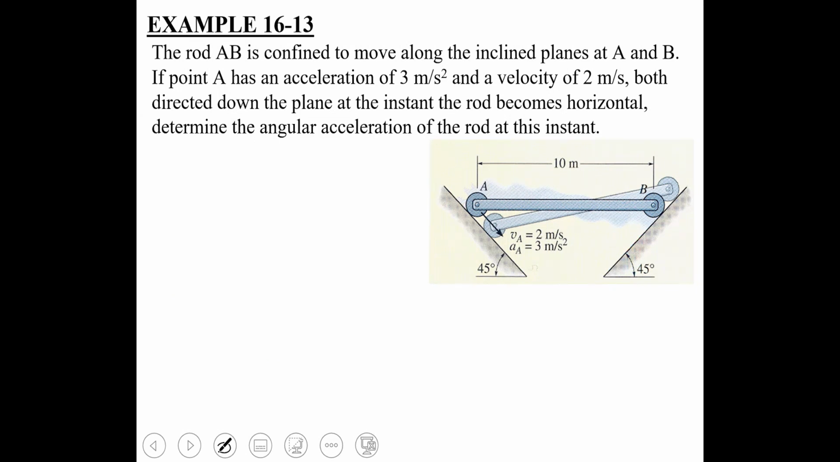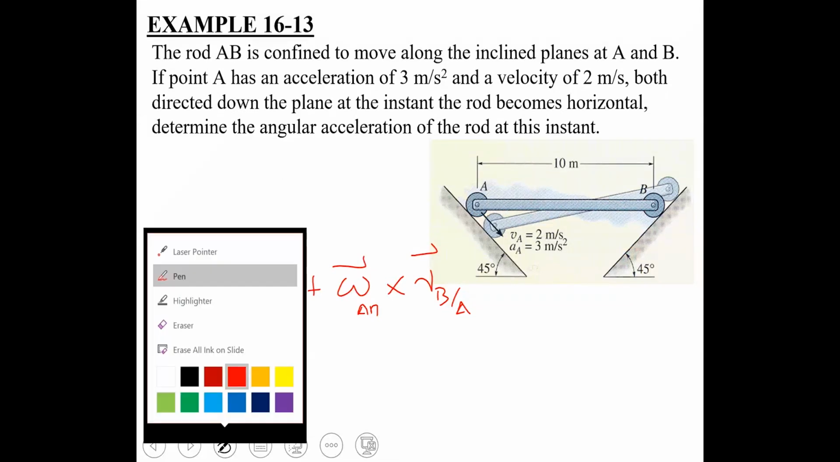Sir, A को. A को बेस पॉइंट बना लेंगे. So our equation would become VB should be equal to VA plus omega cross R. So omega is going to be omega AB of this connecting rod, and the relative position is going to be the relative position of B with respect to A. Okay, what about VA? Can you identify this VA vector?